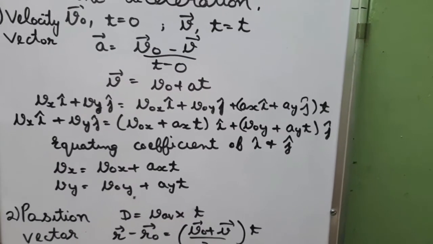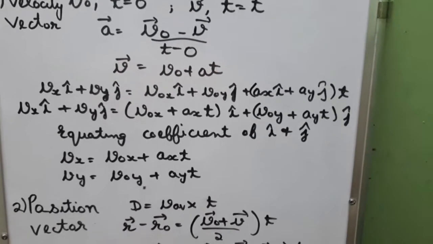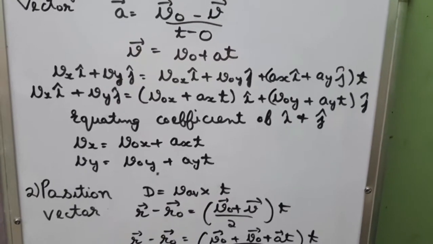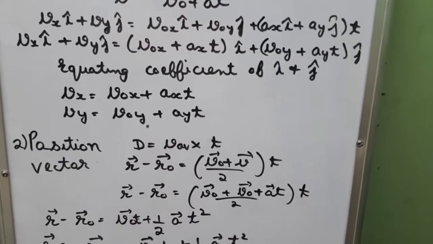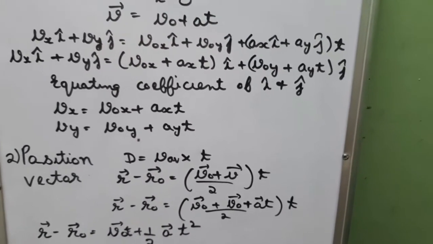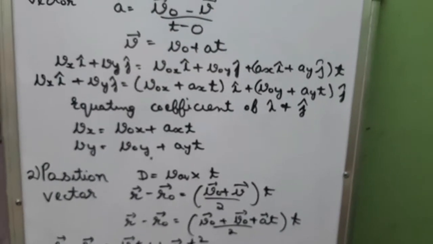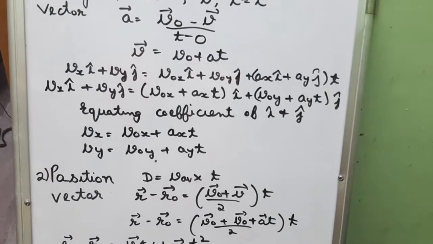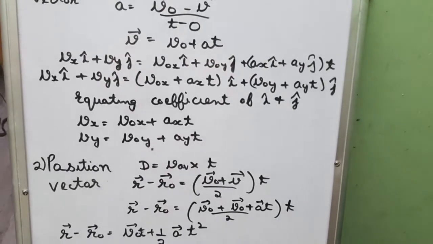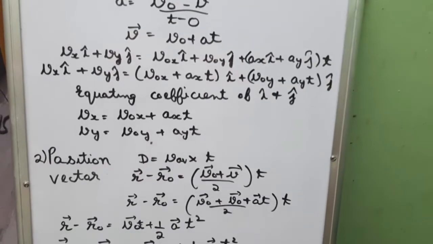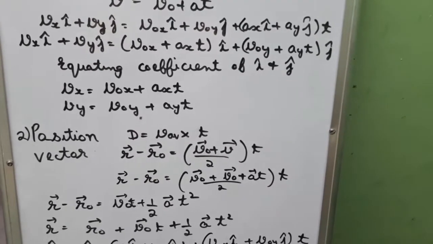Now we have to write these in terms of the rectangular components, that is in terms of i cap and j cap, where i cap is the unit vector along x-axis and j cap is the unit vector along y-axis. So v vector can be written as vx i cap plus vy j cap, and v naught vector can be written as v naught x i cap plus v naught y j cap, and the acceleration can be written as ax i cap plus ay j cap into t.